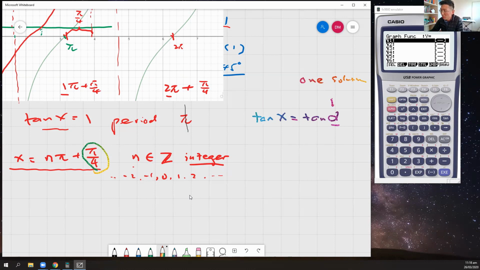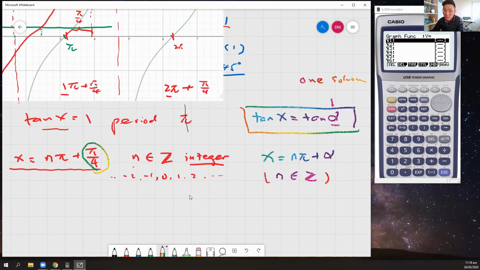So hence if I replace this, if I put that into general form, x should be equals to n pi plus alpha, okay? Where n belongs to an integer, right? It's integer. Okay, so this is actually for this trig equation, tan x equals to tan alpha, and x is going to be equals to n pi plus alpha.